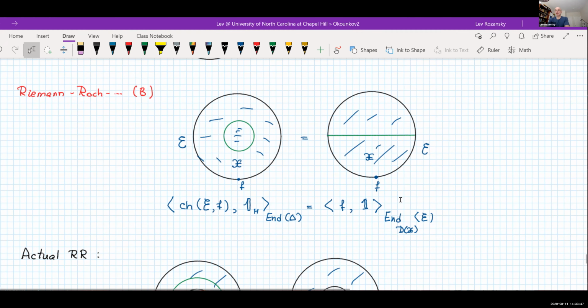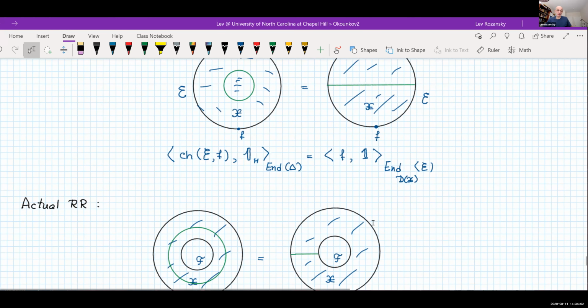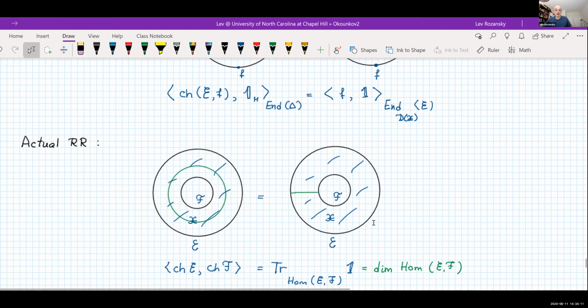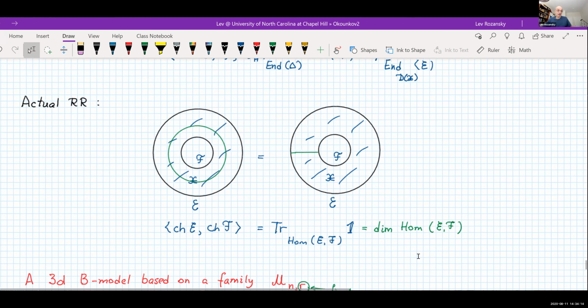In other words, if you want to know the Euler characteristic of sections of a bundle, you can just integrate its Chern character. The actual Riemann-Roch is when you do a similar calculation with an annulus, which has two black boundaries, two circles. You can cut it over the middle green circle, or you can cut it radially, then check what you get. That's the actual Riemann-Roch.